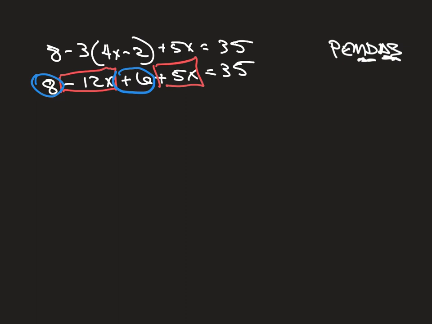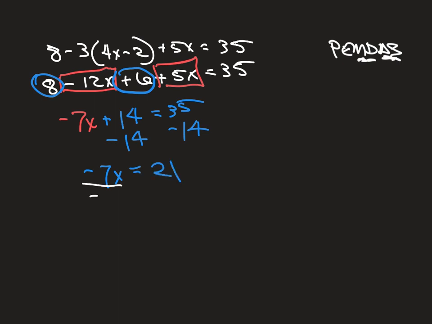So in red, I have a negative 7x, and in blue, I have a plus 14. Now I'm going to subtract 14 from both sides, and I get negative 7x equals 21. Let's go back to white. Divide by negative 7, divide by negative 7. Those go away, and I have x equals 21 over negative 7, or negative 3 for an answer.